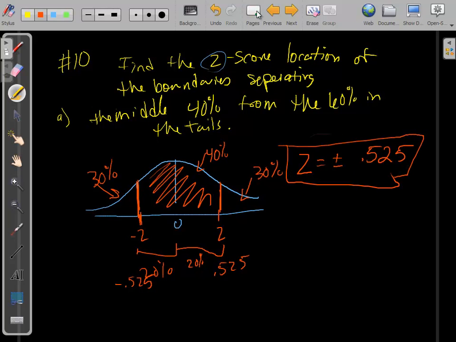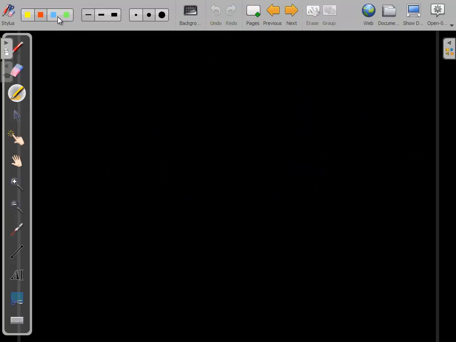Okay, let's look at a different one. Let's say, what about the tails? Let's say if I give you a condition and I say, okay, find the z-scores with 5% in two tails.